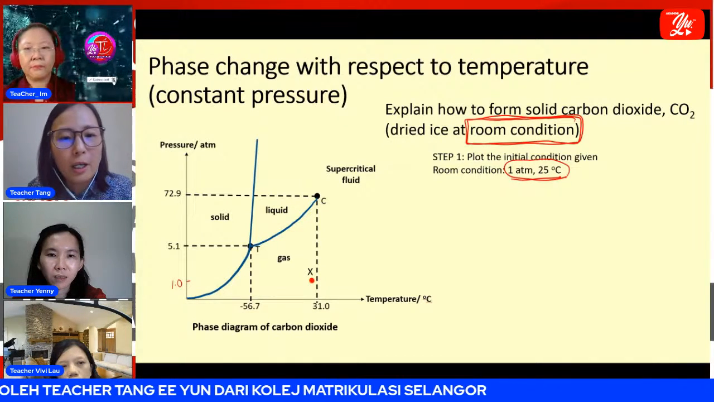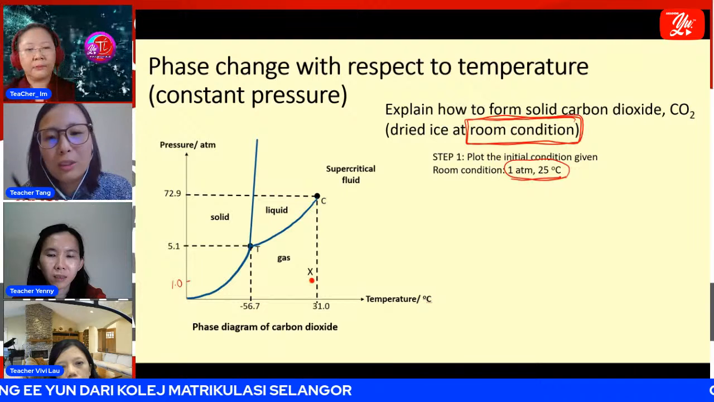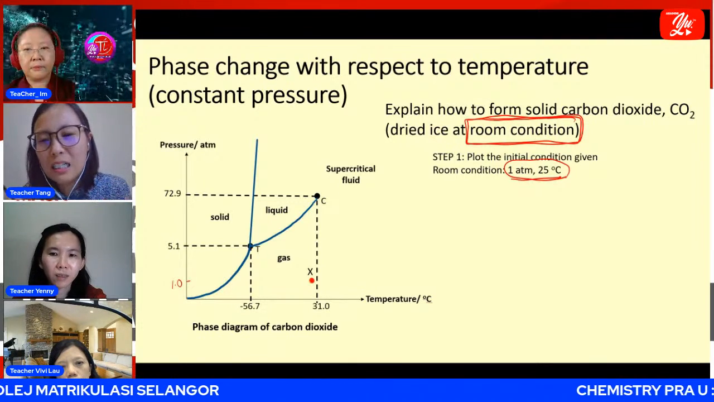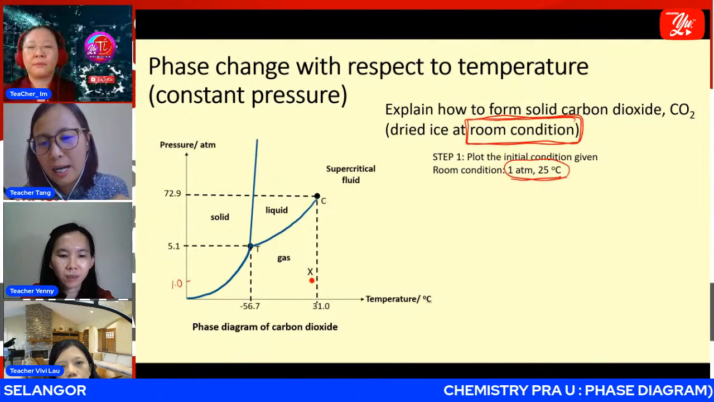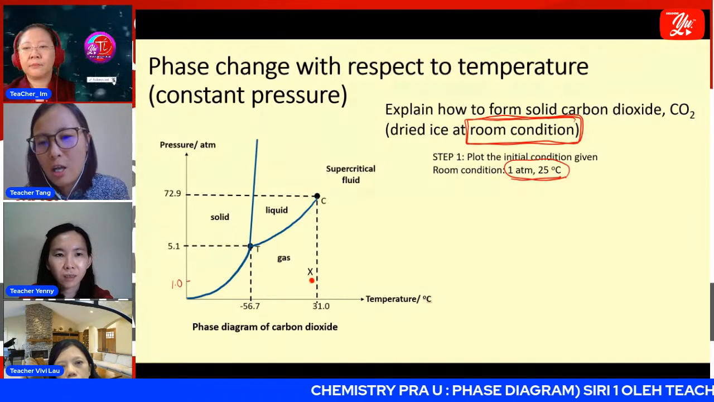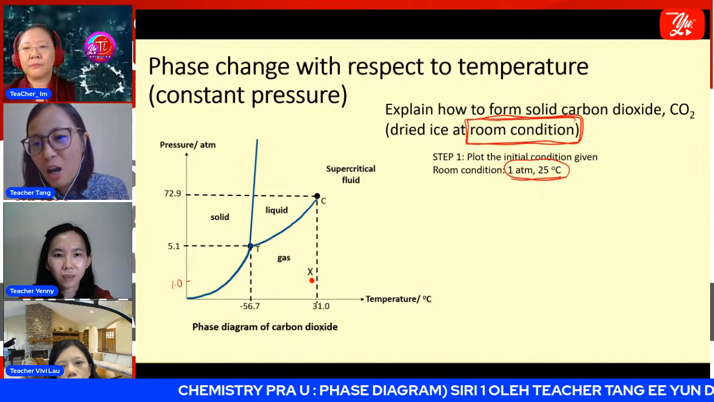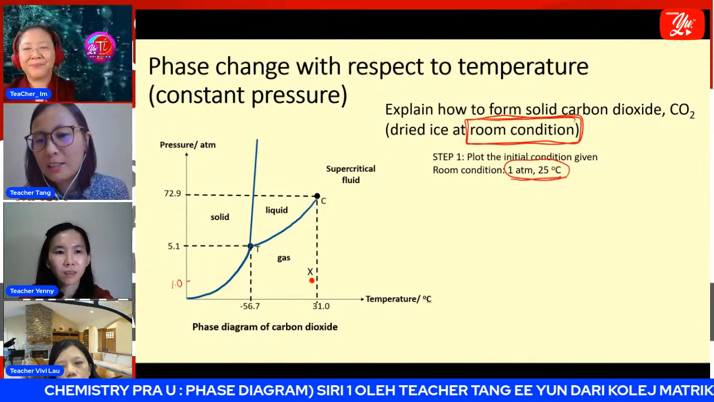So this is the point. Okay, so this is how you do step number 1. You plot the initial conditions given. Like in this question, they give you room condition. So you plot the room conditions into the phase diagram.